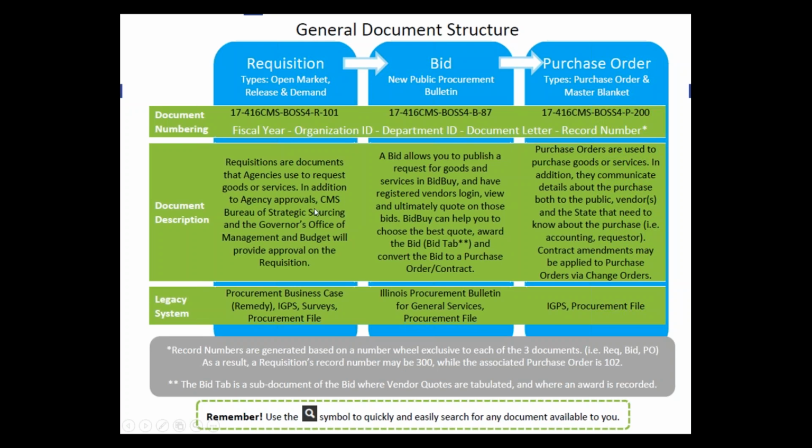And on that general overview, it does give the full information of what each document description is, as well as the legacy system that this portion of the procurement will be taking the place of. So for requisition, the legacy systems that this will be taking the place of are the procurement business case or Remedy, IGPS, surveys, and the procurement file. The bid will take the place of the Illinois Procurement Bulletin for general services, and will be the procurement file, as well as the purchase order will be taking the place of IGPS and will be the procurement file.